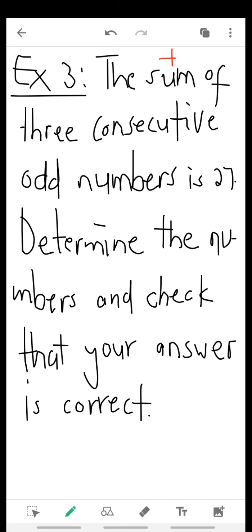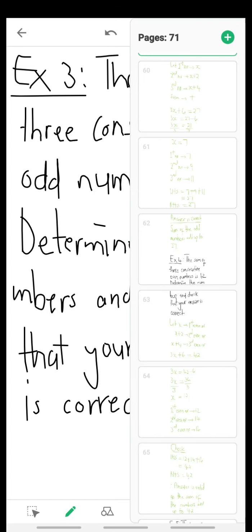The sum means plus, of 3 consecutive, meaning they follow each other, consecutive odd numbers. So if the first odd number is x, the second odd number will be x plus 2, then the third odd number will be x plus 4, because they keep on increasing by 2. So the sum of the consecutive odd numbers is 27. Determine the numbers and check that your solution is correct. Okay, so I think I've already done that.